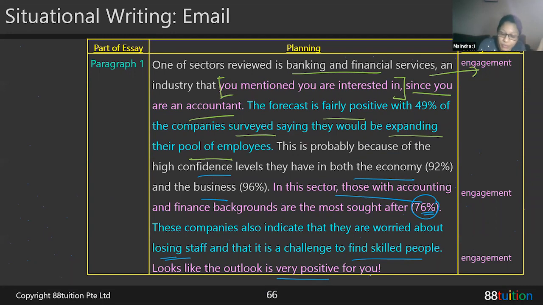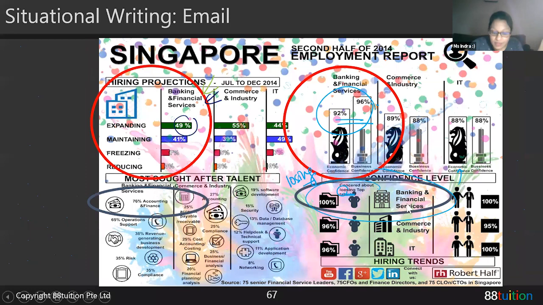Looks like the outlook is very positive for you. This is when we have the engagement because we want to motivate her. We want to encourage her to take this step forward because it looks very promising. Okay, now this is the visual that we've given.